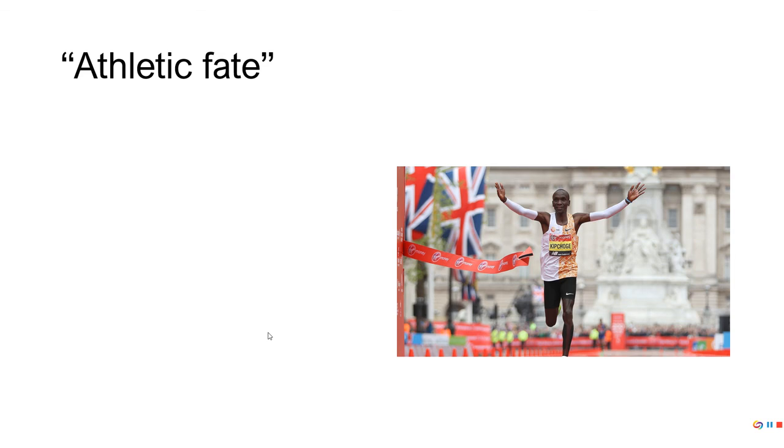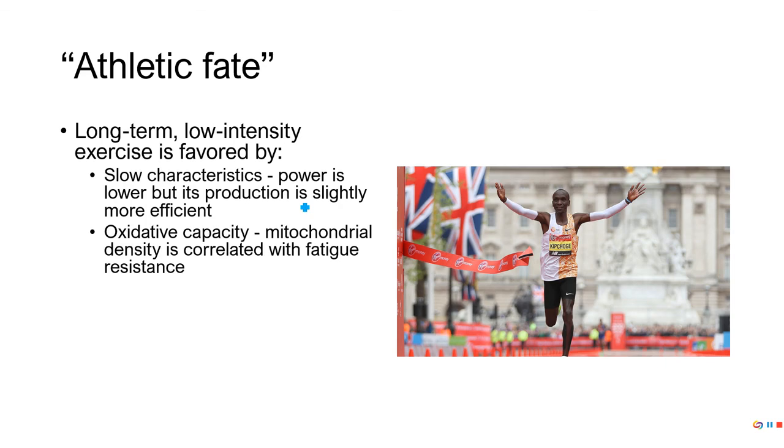He's ridiculous. And I believe he's won the last 2 Olympics. He holds the world record in the marathon. Like he's elite. He's the elite of the elite. So he is all type 1 muscle fiber, or pretty close to it, right? So he's got slow, low power, but it's relatively efficient. He's got high oxidative capacity.